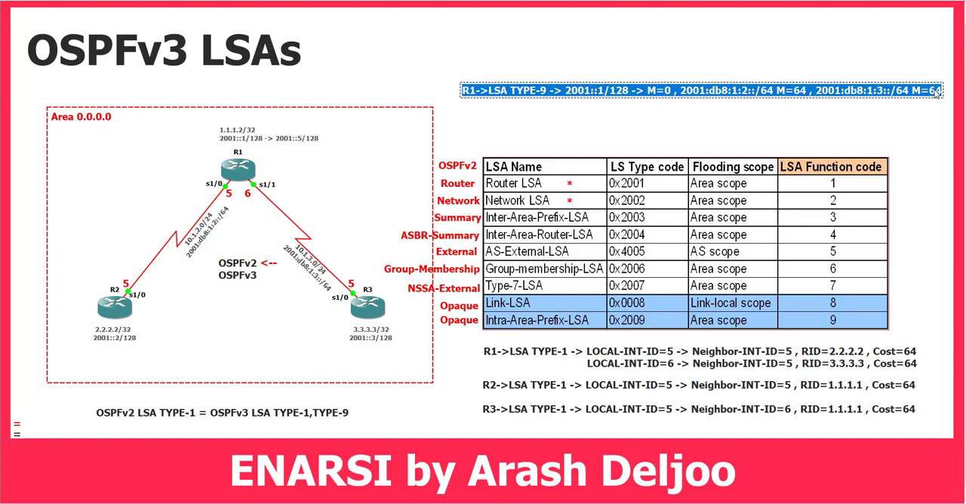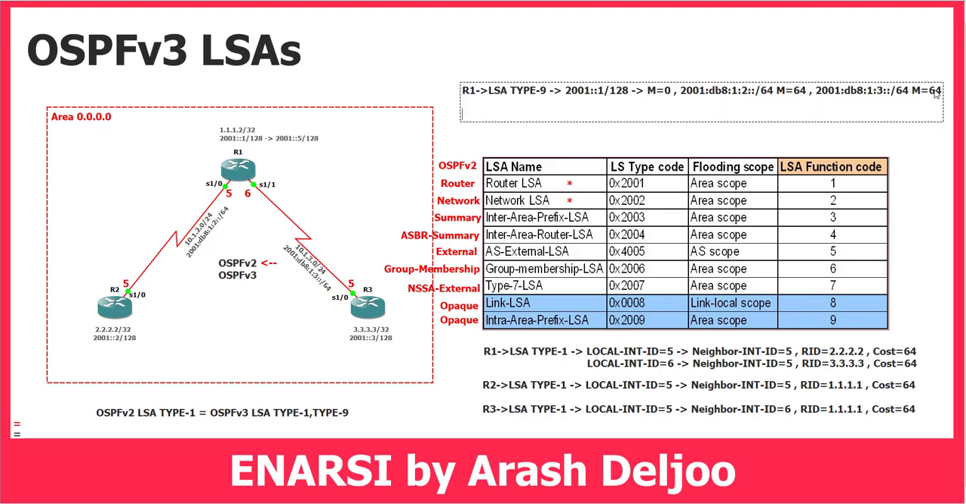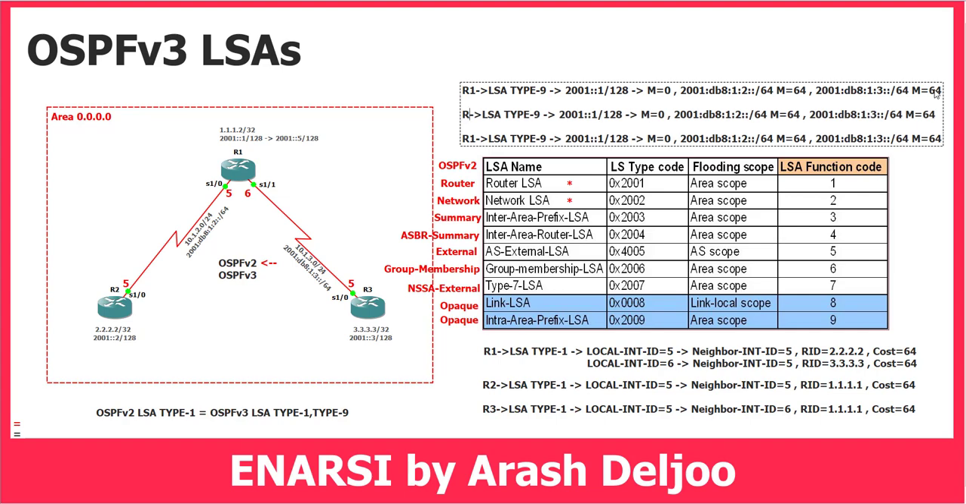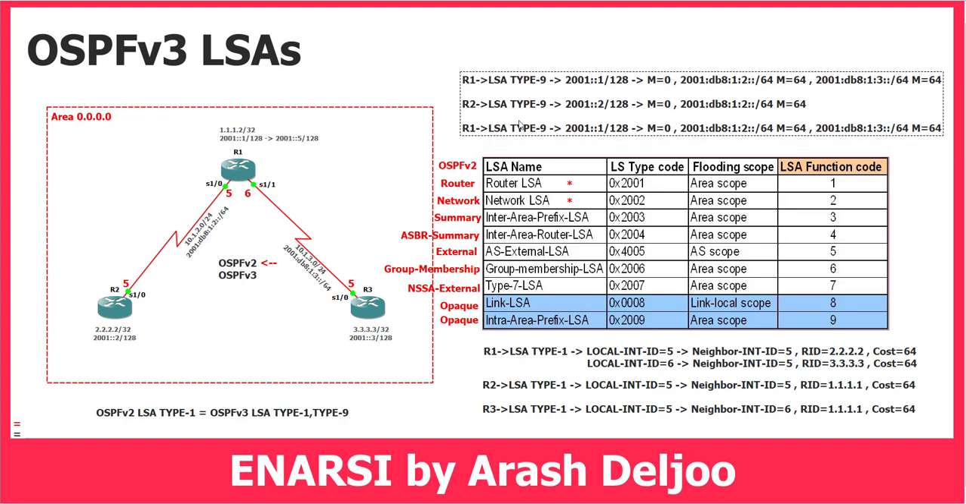Let me copy it for router 2 and also router 3. This is for router 2, this is for router 3. Router 2: 2001::2/128, metric is 0. 2001:db8:12::/64, metric 64. That's it. And then in the LSA type 9 of router 3, we have this information: 2001::3/128, metric is 0, and 2001:db8:13::/64, metric is 64, and that's it.